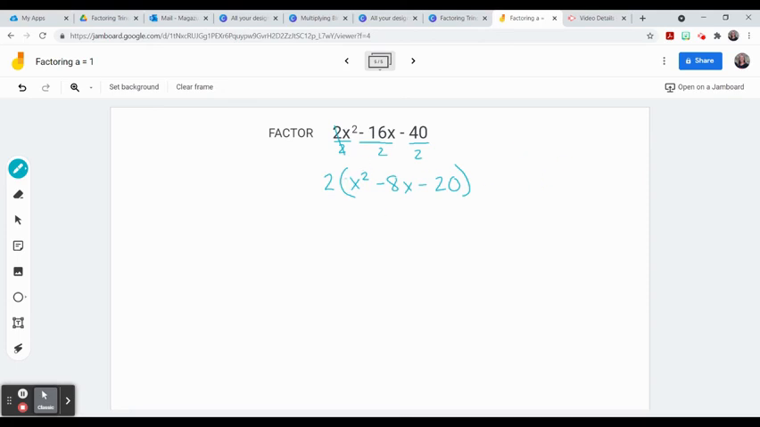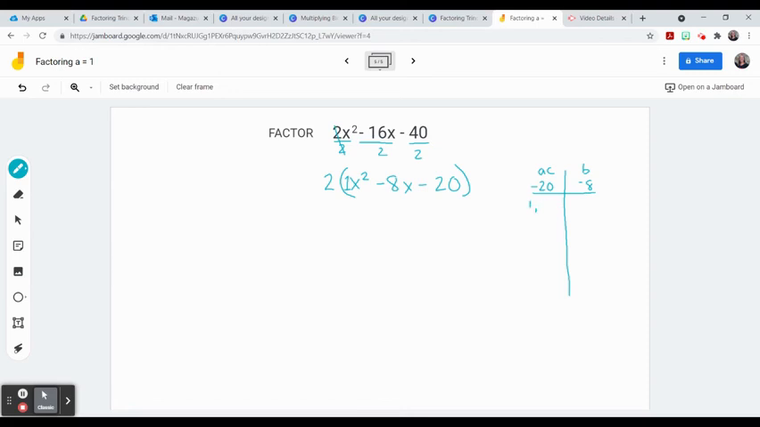So my a value now is 1. My c value is negative 20. So 1 times negative 20 gets me negative 20. And I need it to add up to negative 8. Factors of negative 20, and it has to add to a negative b value, which means the bigger absolute value of the numbers is going to be negative.